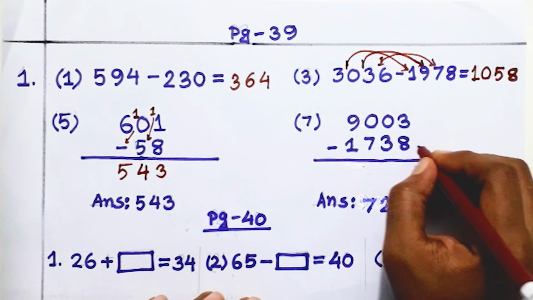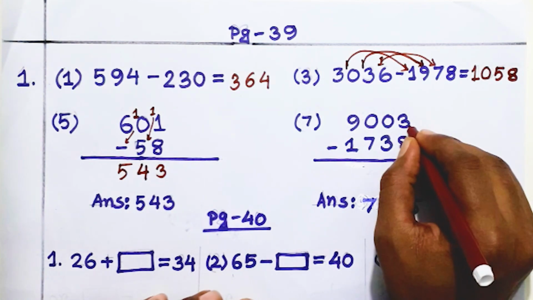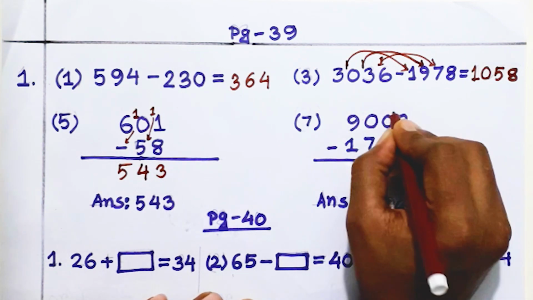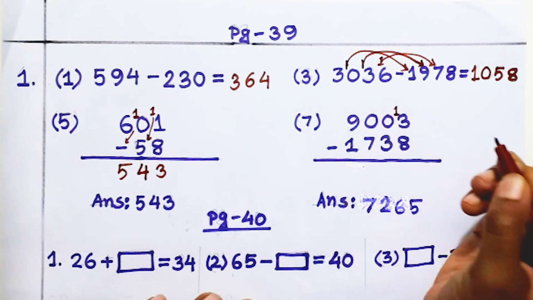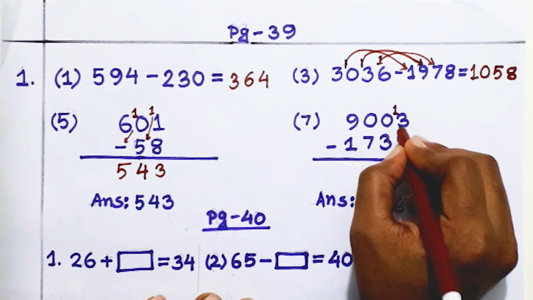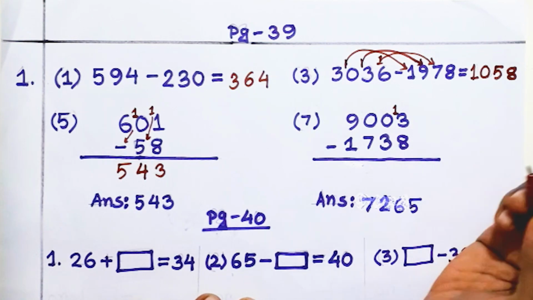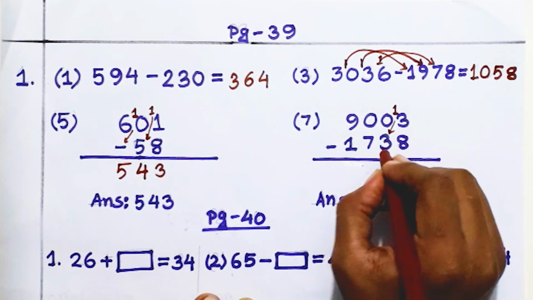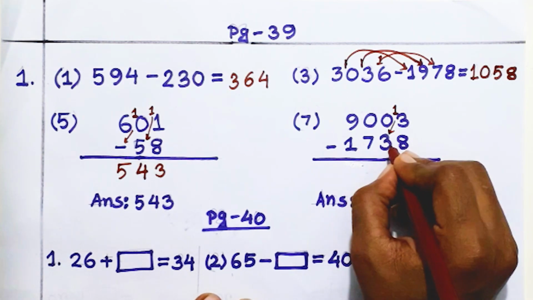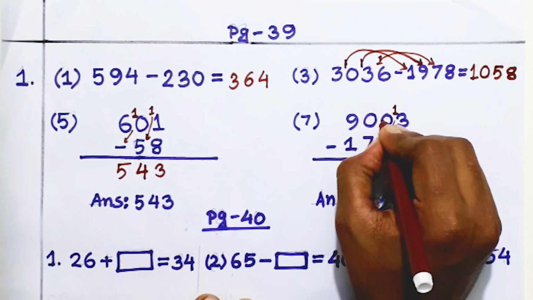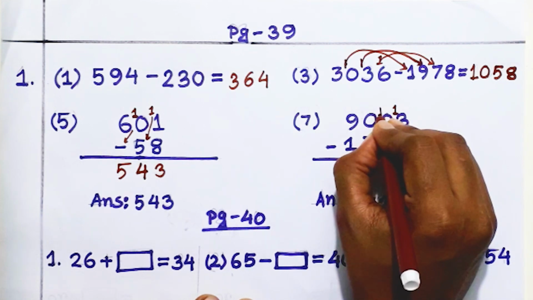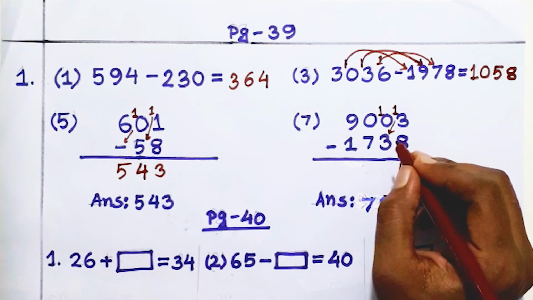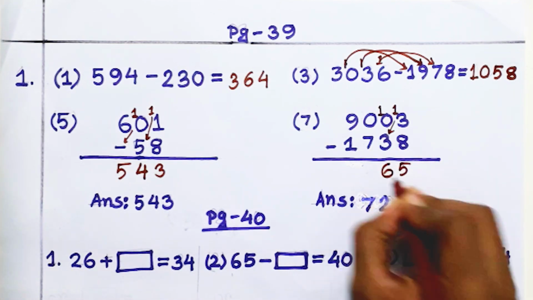Now question number 7. Here is 3 and here is 8. So 3 is less than 8. That's why we will count here another 1 and it makes 13. 13 subtracted 8 is equal to 5. This one came here and adds with 4. It will be 4. Here is 0 and here is 4. So we will again count here 1 and it makes 10. 10 subtracted 4 is equal to 6.